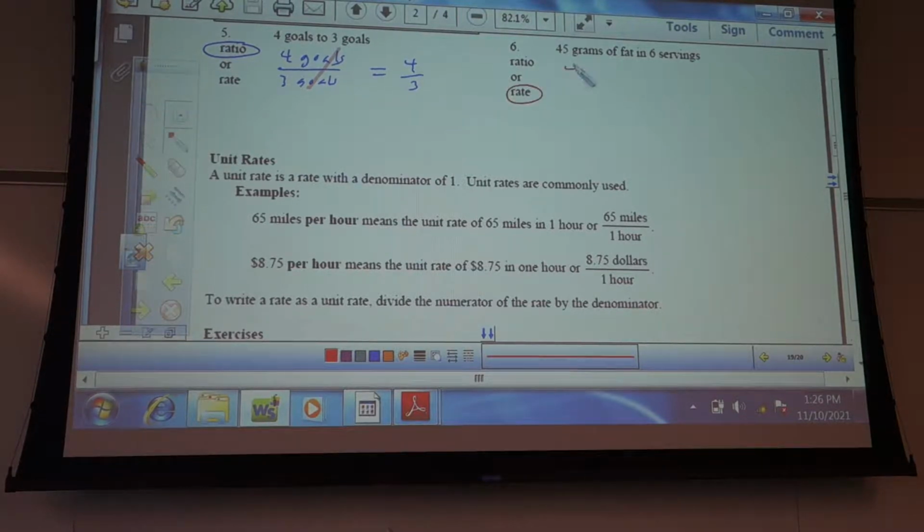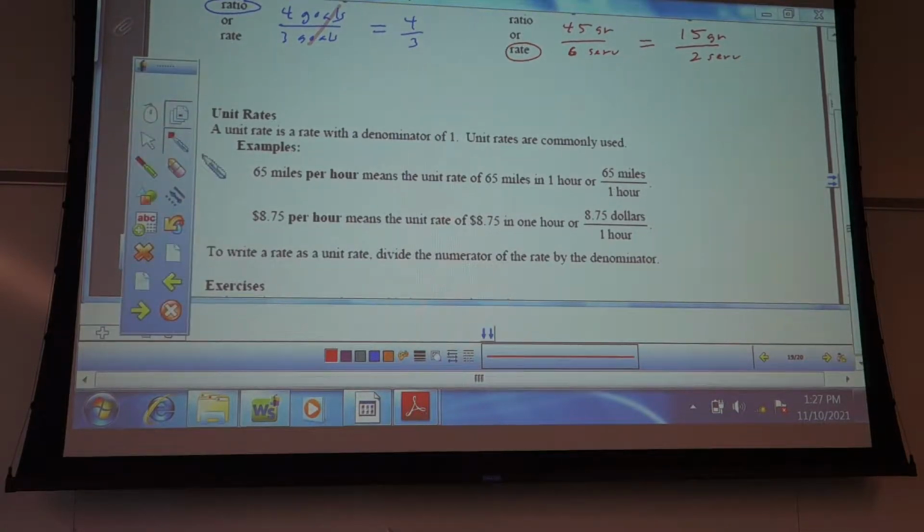Rate, 45 grams to 6 servings. It is a rate, so those do not cancel out. However, I can divide both top and bottom by 3. So I'll get 15 grams over 2 servings. Good? All right. Next, we're talking about unit rates.